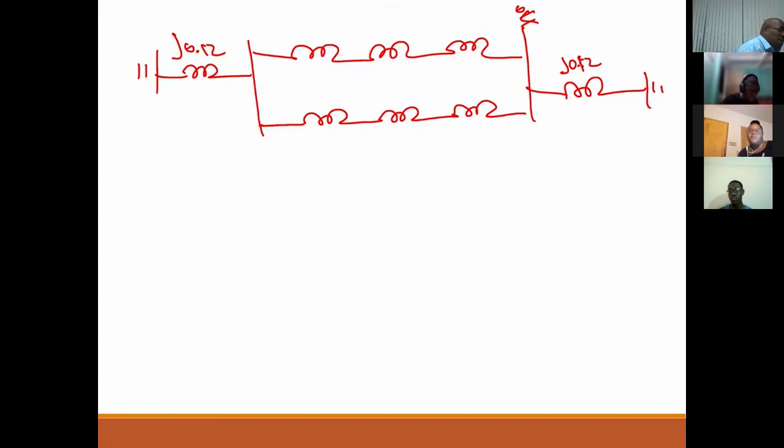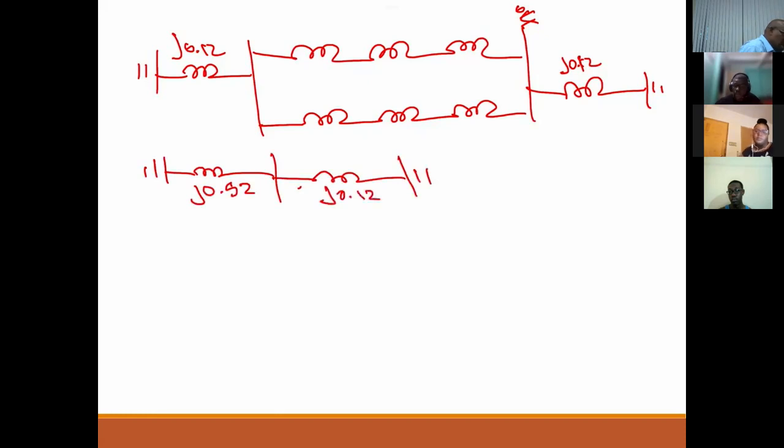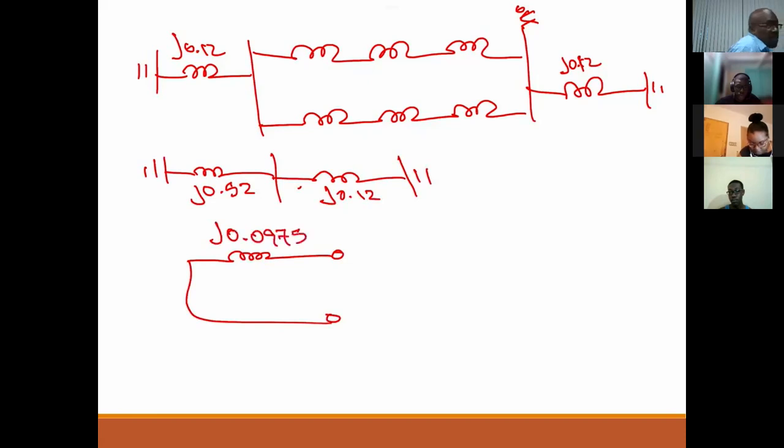Right. So, in terms of the penultimate network, you had J0.52 and J0.12, and that gave you 0.0975. All right. Now, the most challenging network in most instances would be your zero sequence. All right? But we're just going to take it step by step. Okay?